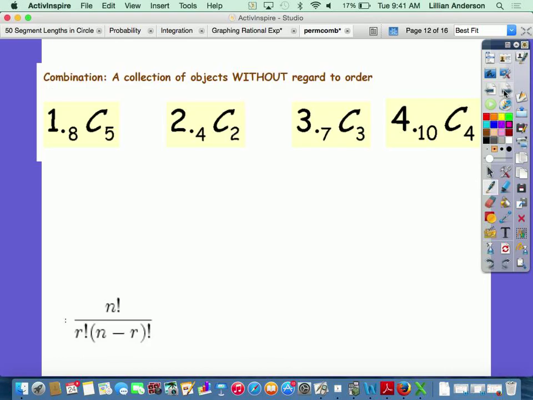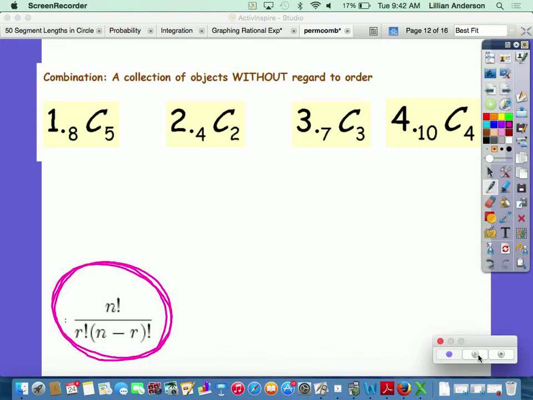Okay. Now, combinations is a collection of objects without regard to order, so it does not matter what order you're going in. Here is the formula. You need to write that down. Yeah, you need to write it down because it's not in your notes to figure this out. Okay?